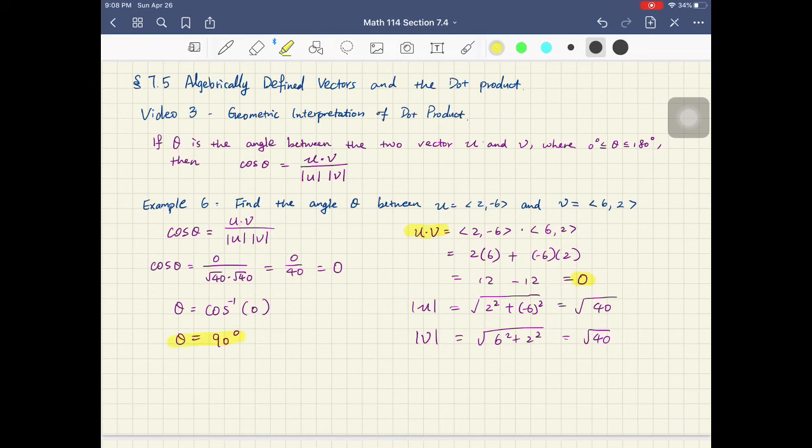So what is 90 degrees? 90 degrees means the two vectors u and v are going to be perpendicular to each other. That is how they can form a 90 degree angle between them. So by connecting those two highlighted parts, we can draw the conclusion that when the dot product between any two vectors equals 0, then the angle between them will be 90 degrees. So those two vectors will be perpendicular to each other.